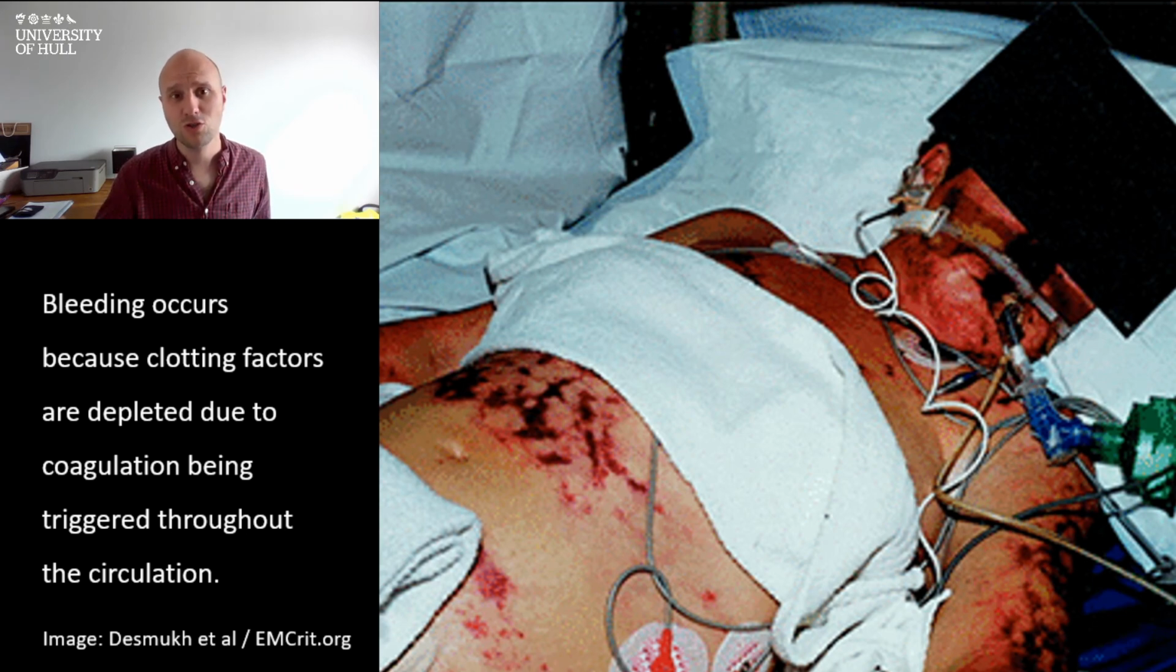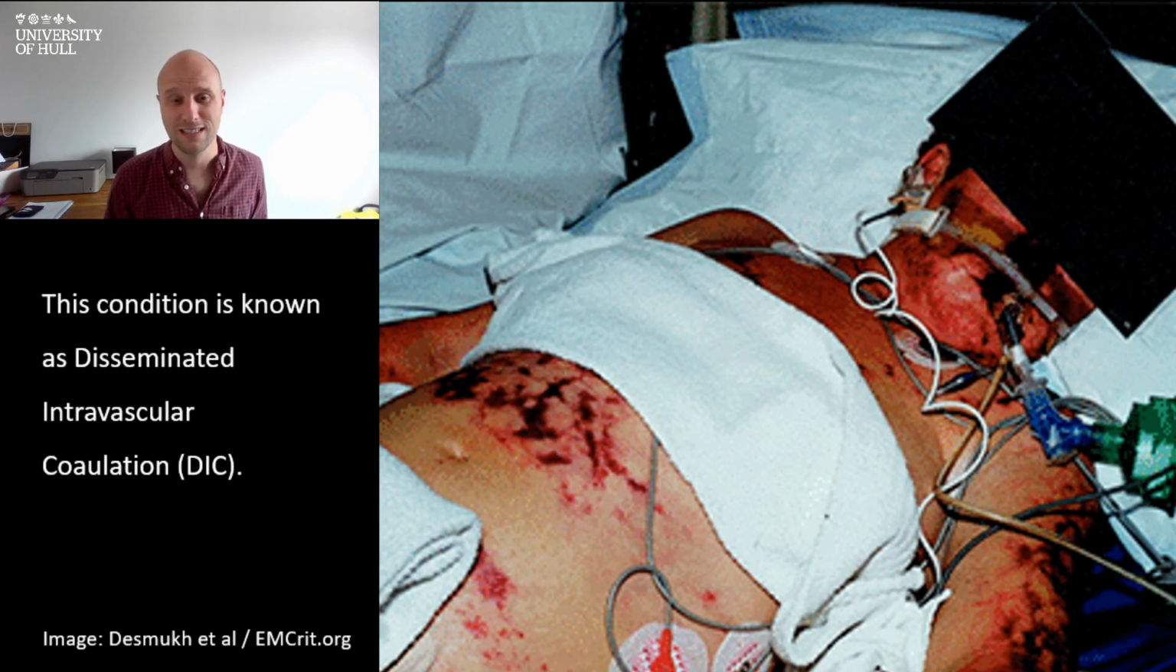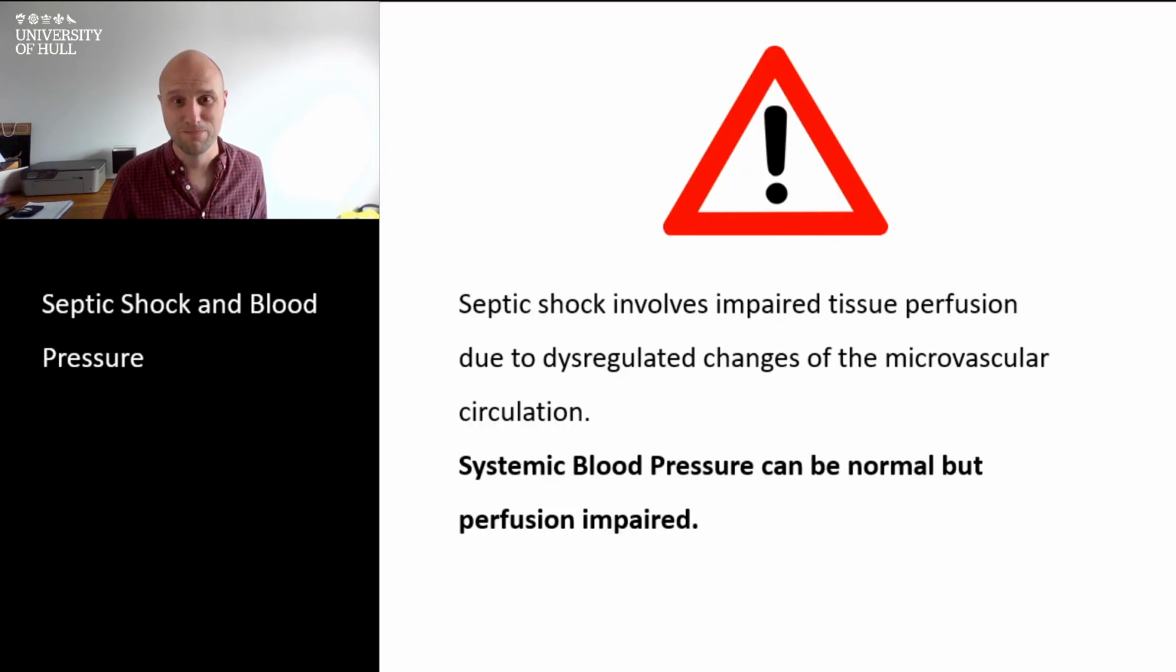Now, because you can get all your clotting factors and your platelets being used up, you can head towards something called disseminated intravascular coagulation. So there's inappropriate clotting, but because everything's being used up, you're getting a lot of bleeding. You can see this intensive care patient here has got lots of bleeding and clotting, and this is a life-threatening condition known as DIC.